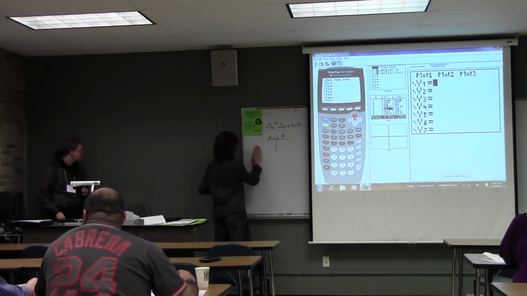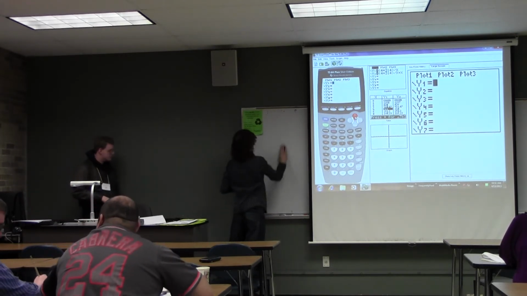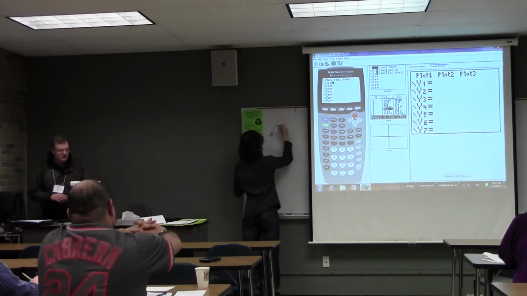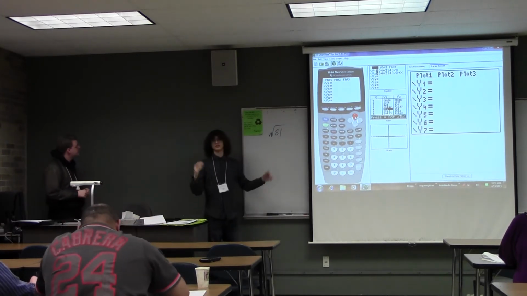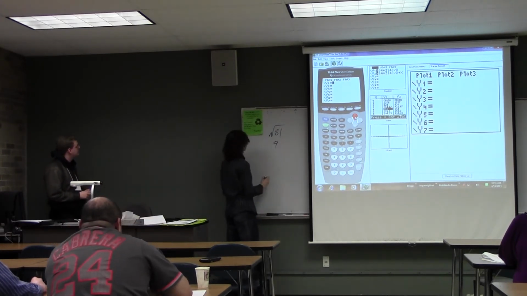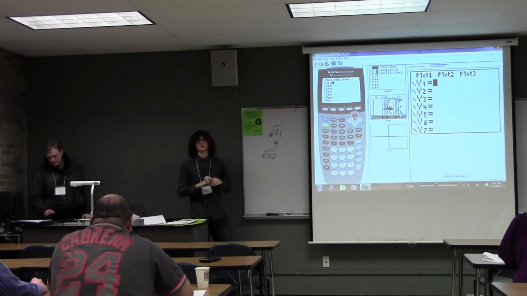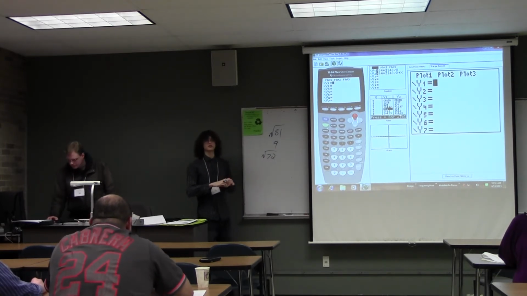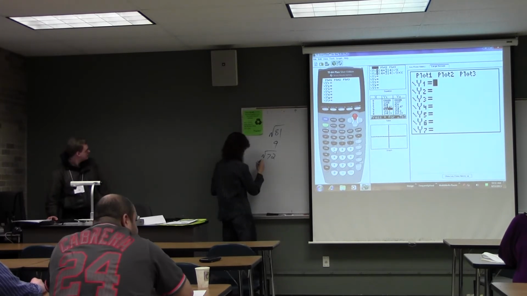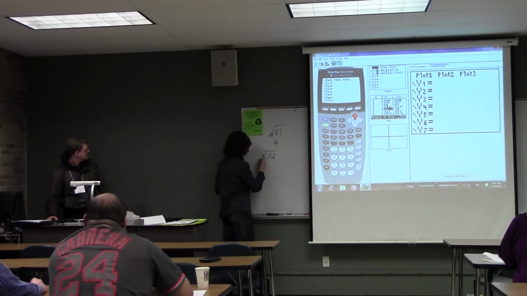Say we have the square root of 81. We all know that's 9. Say we have the square root of 72. What does that factor out to? Simplify it. 6 root 2. 6 root 2? Yes.